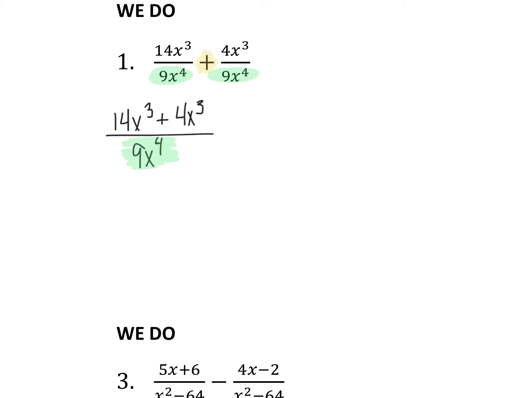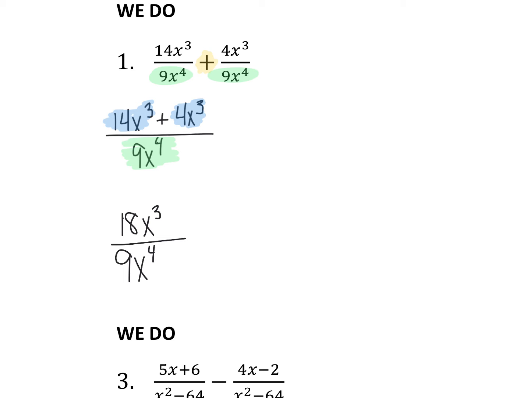As we move on to that next step, we are going to go ahead and combine our like terms. Remember, like terms are anything that have that same variable and exponent. So in this case, we have x to the third connected to this 14, and x to the third connected to this 4. Those are like terms. We can combine them. If I combine 14 and 4, I would get 18x to the third. And this is still going to be over that same denominator of 9x to the fourth.